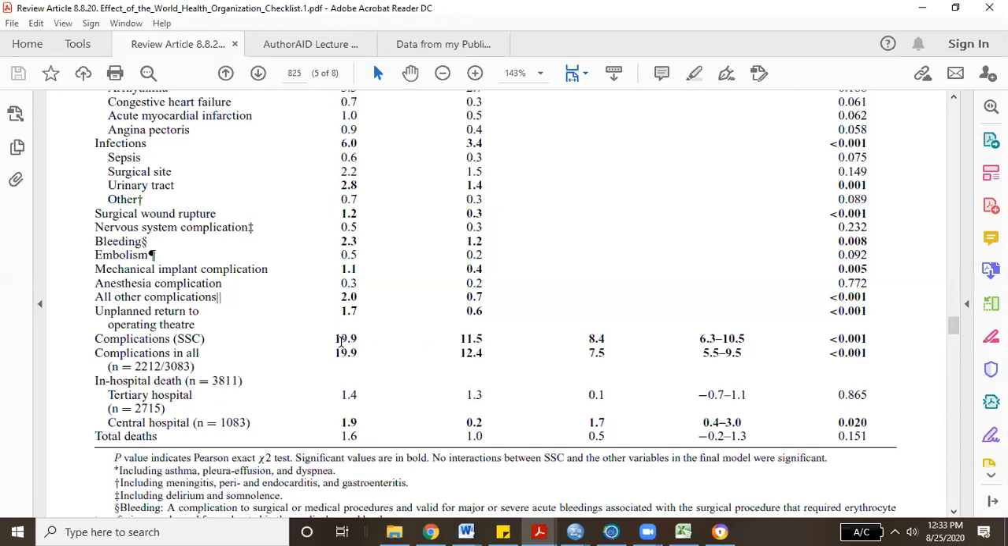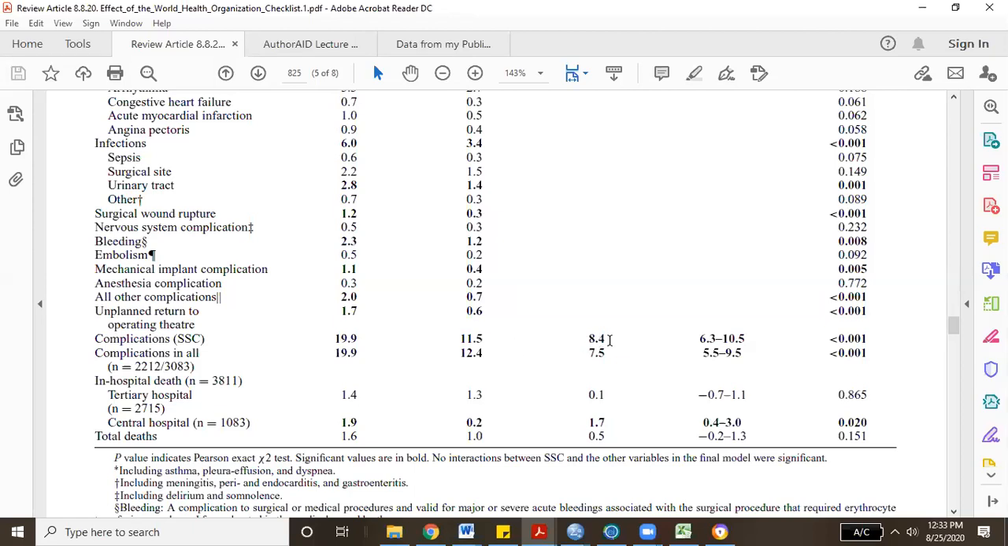So for the control group, you have 19.9. For the treatment group, you have 10.5. So 19.9 minus 10.5 will give you 8.4. So it means that the control group will have 8.4 times more complications, meaning that the use of the WHO surgical safety checklist could be very beneficial because it could reduce the complications by 8.4 times. So that is what this explanation means.